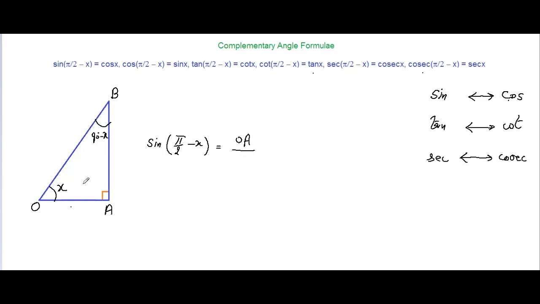And hypotenuse, opposite to the 90 degree angle, is OB. So OA upon OB. But for the angle x, if you think, OA is the base for angle x. OA is the base and OB of course is the hypotenuse. So OA upon OB is equal to cos x. I hope you got it. I hope this is clear.